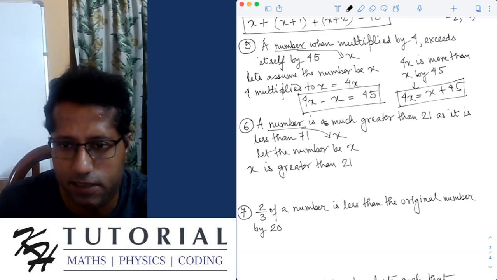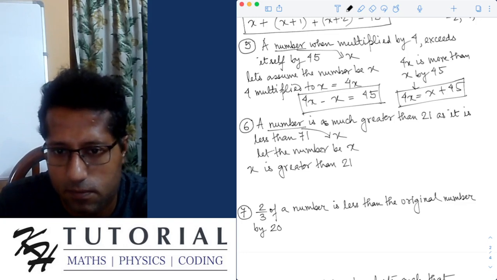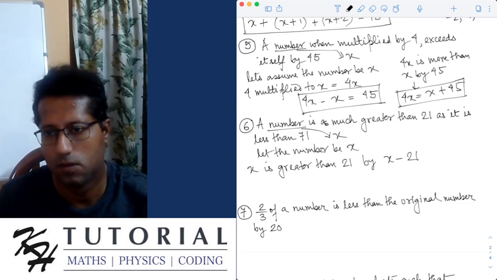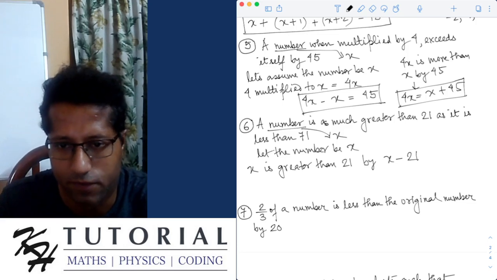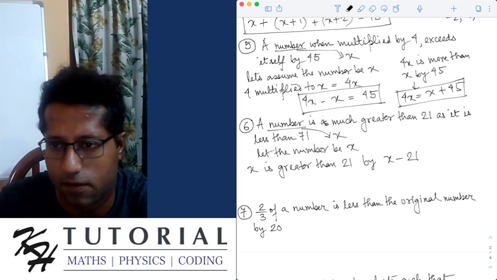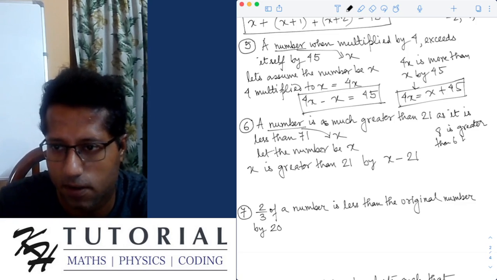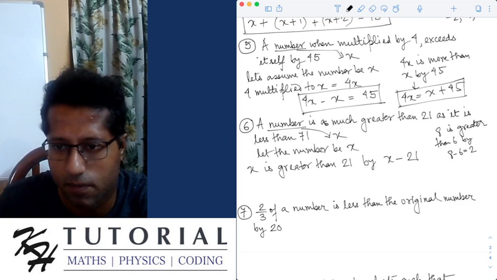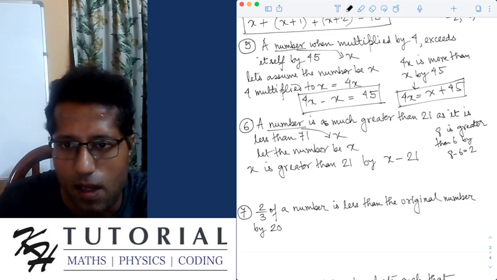Now how much is x greater than 21? X is greater than 21 by, I can say, x minus 21. Like for example, 8 is greater than 6 by, obviously we have to do 8 minus 6, that is 2. Same concept I have applied here, that x is greater than 21 by x minus 21.